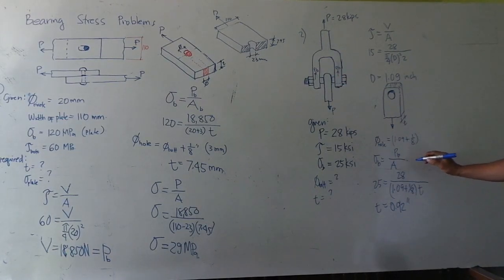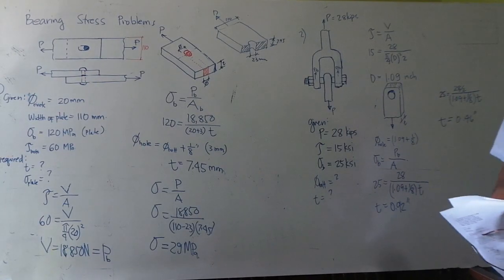That's why the formula for the side will be the same. 25 psi, and our load is now 28 over 2, divided by the diameter of the hole, 1.09 plus 1/8, times t. So our t is 0.46 inches. That is the result.